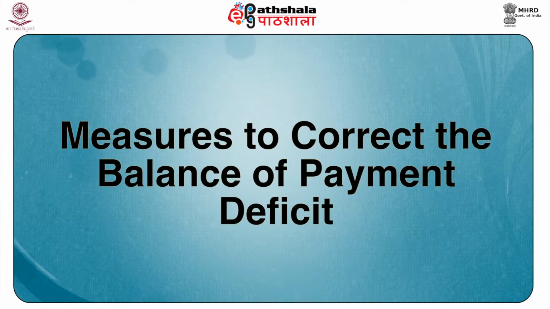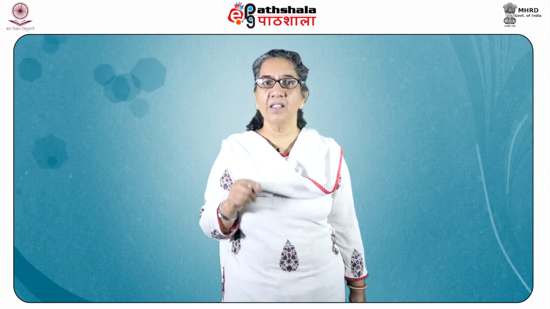Measures to correct the BOP deficit. As we know, the BOP is not balanced. It can be surplus or deficit. If there is a deficit in the BOP, then the policymakers can take the following measures to curb this deficit.